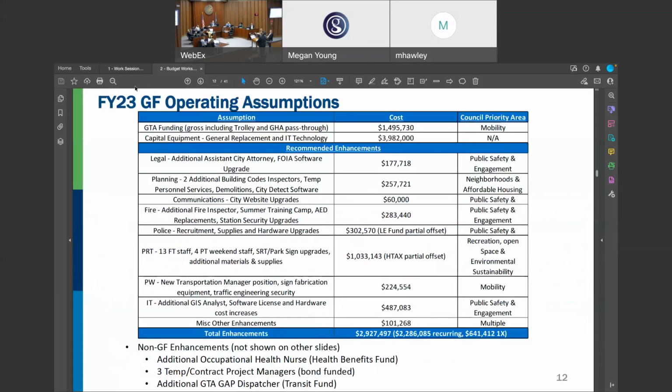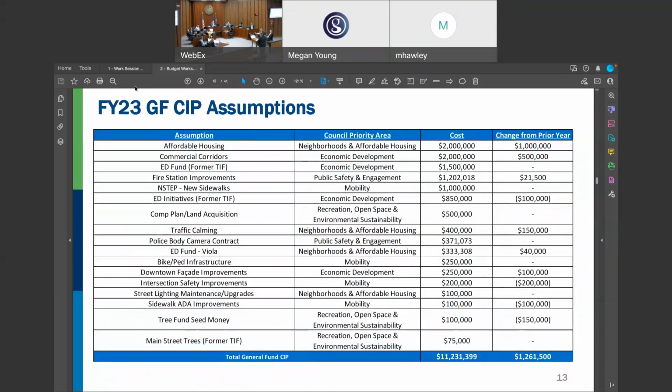So moving forward to our general fund operating assumptions. This list includes some of the noteworthy drivers of the FY23 budget.